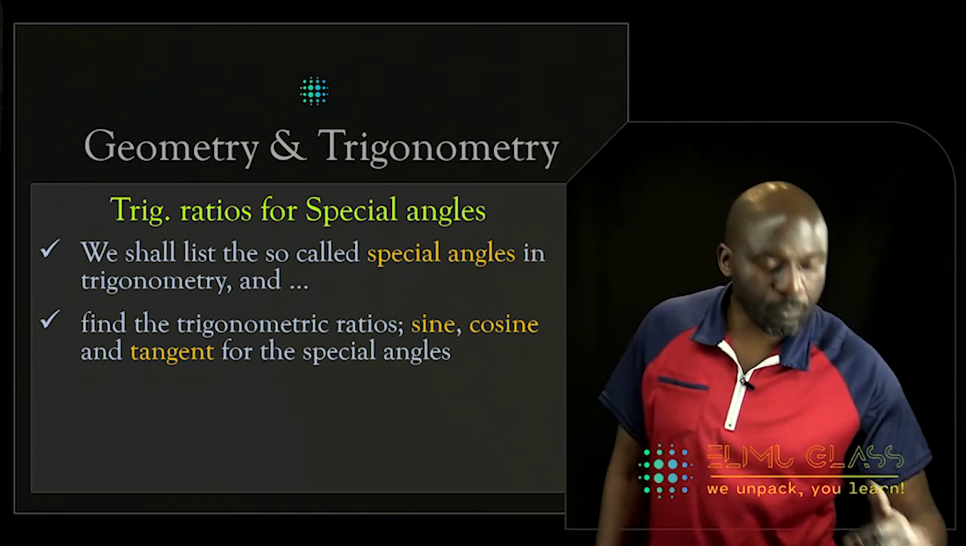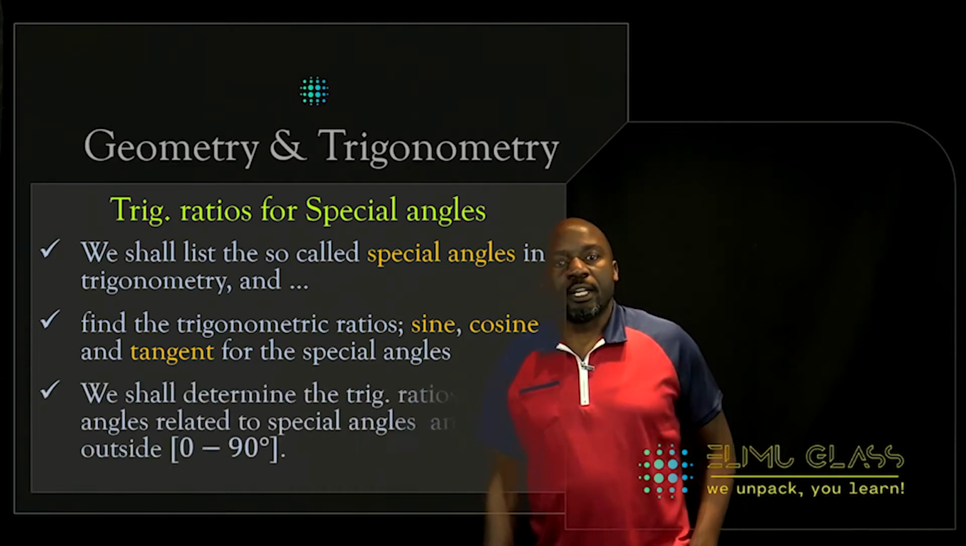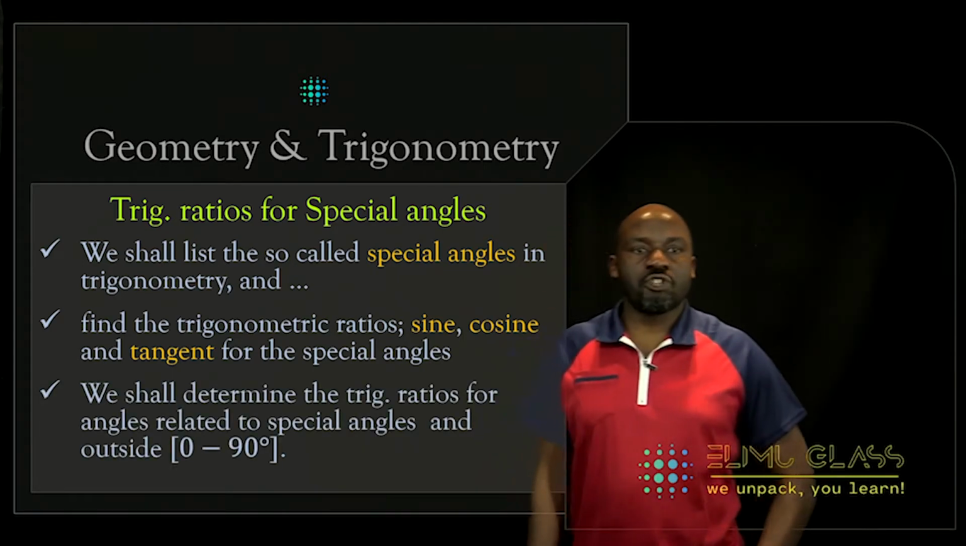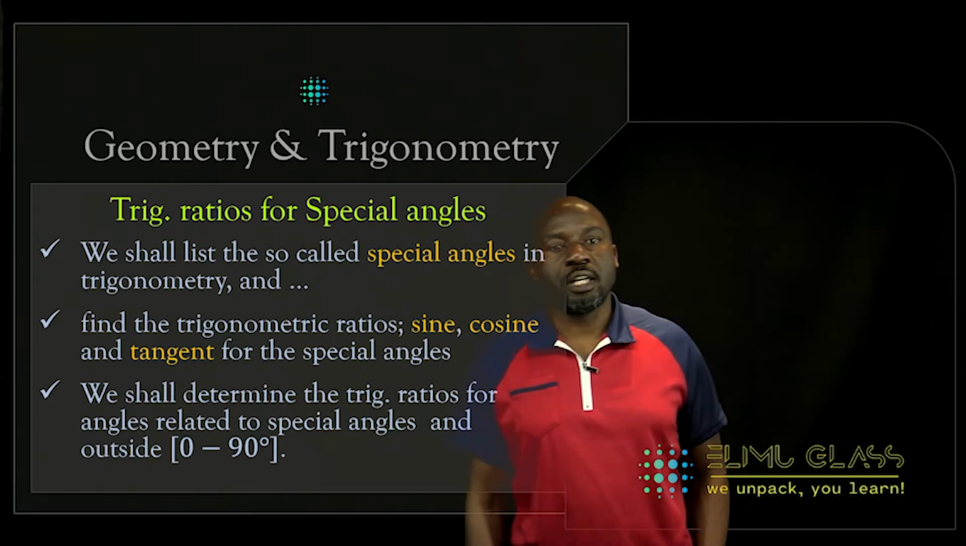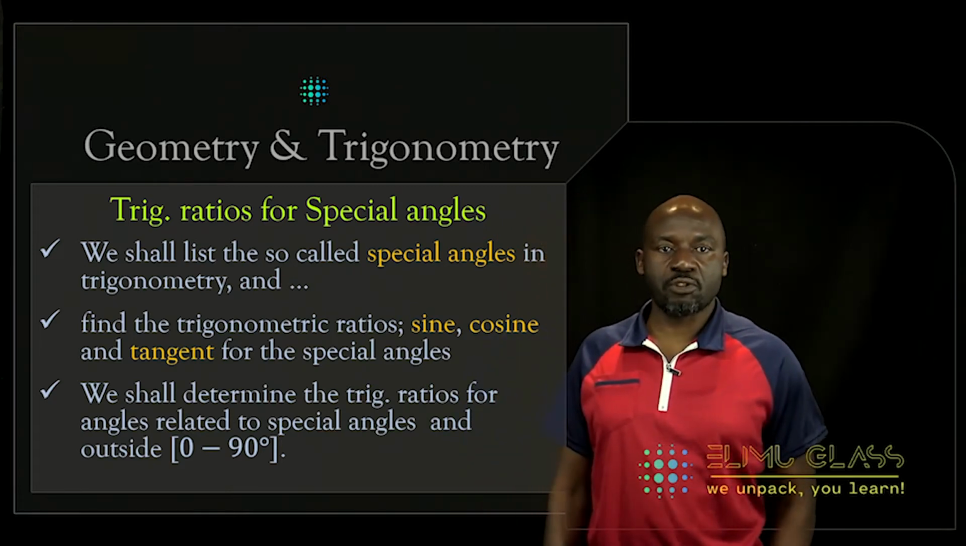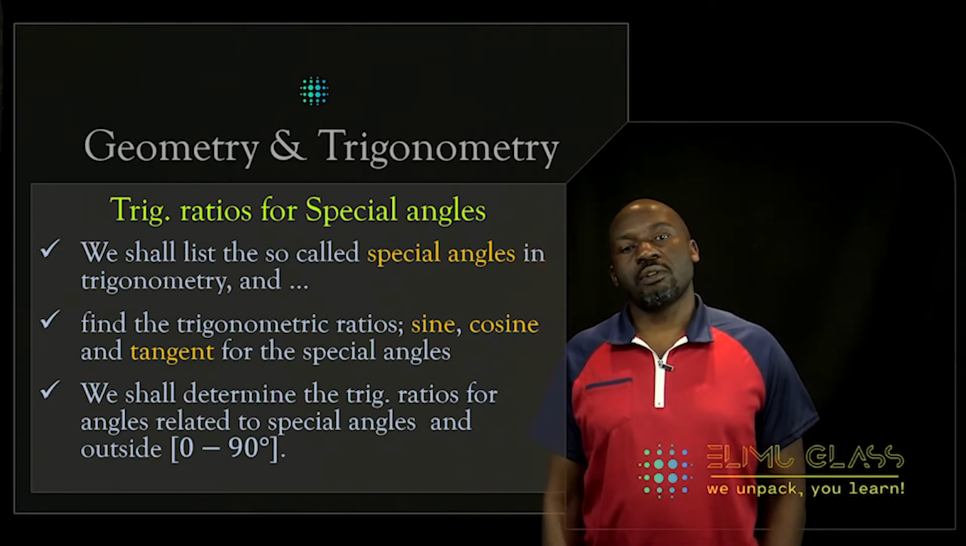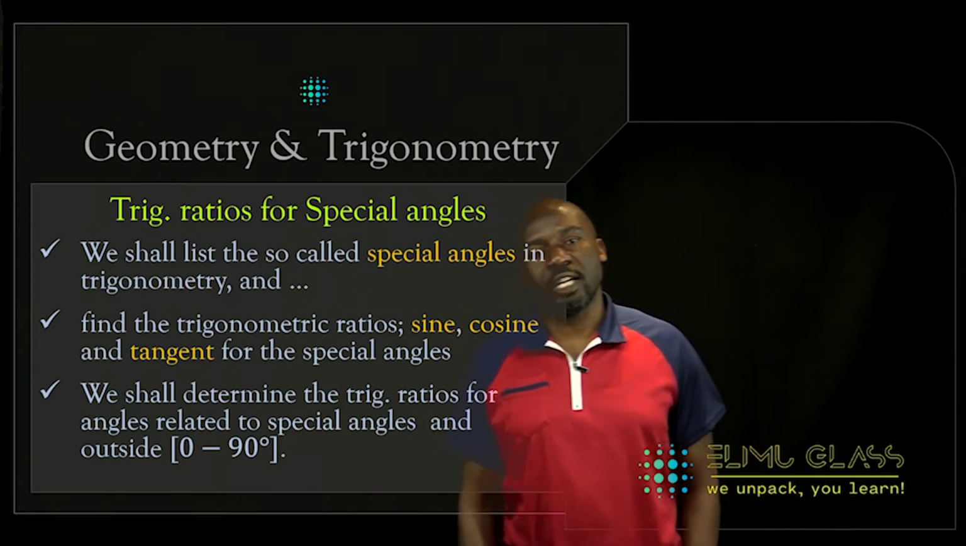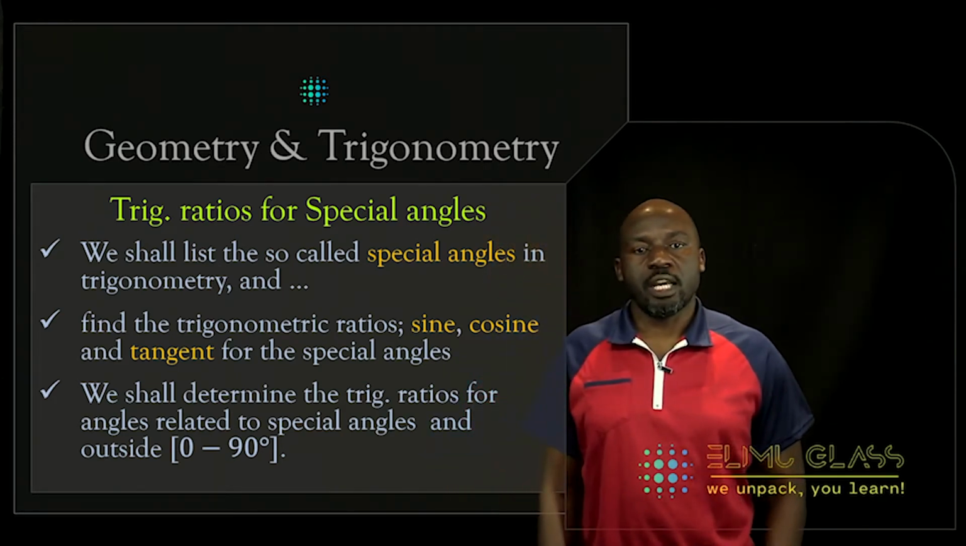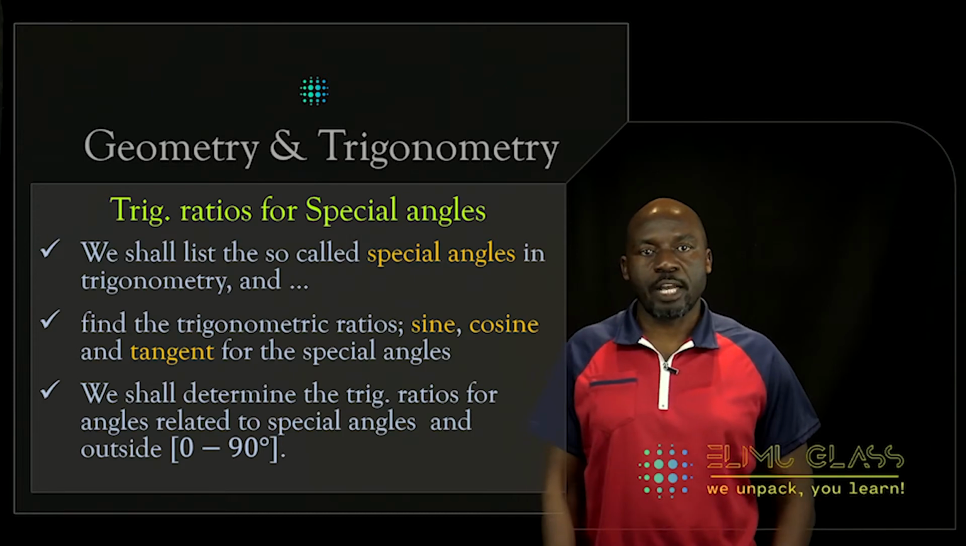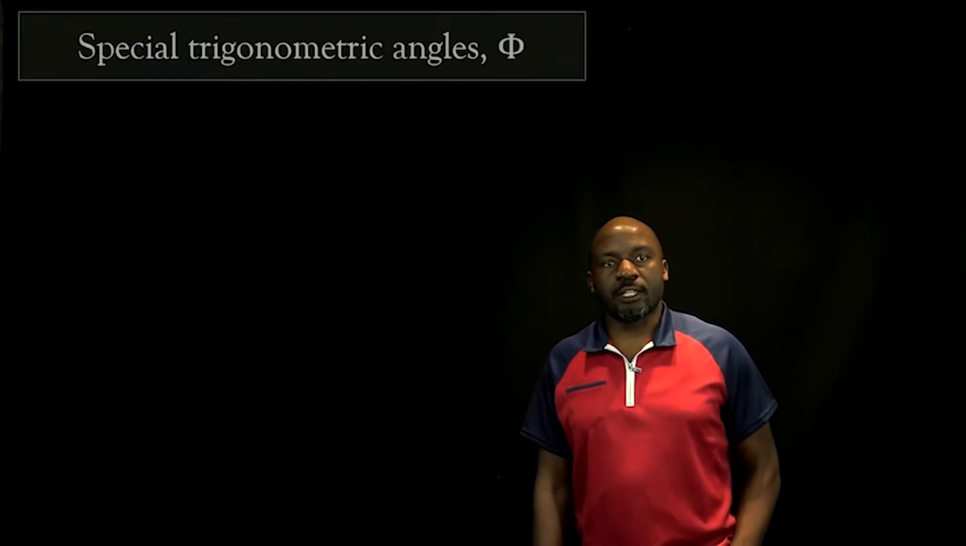In addition to that, we will try to determine the trig ratios for angles that are related to the special angles. We call them the secondary special angles. These are angles that are outside the range 0 to 90, that is to say that they are obtuse or reflex angles. Okay? Let's get started.